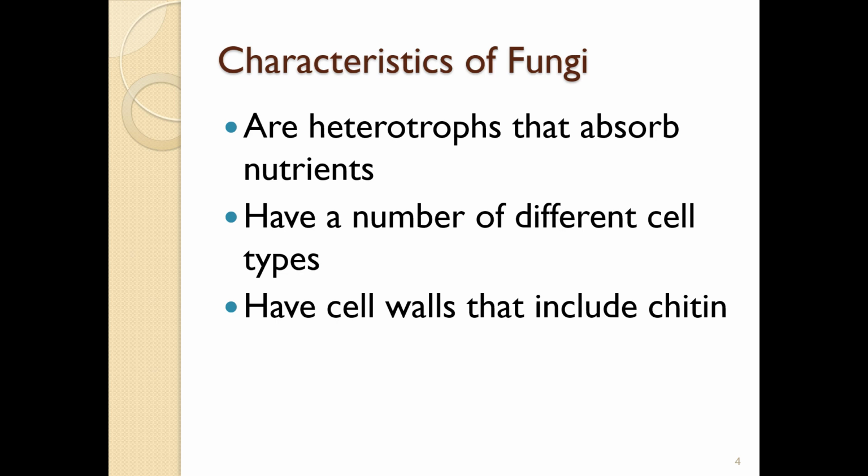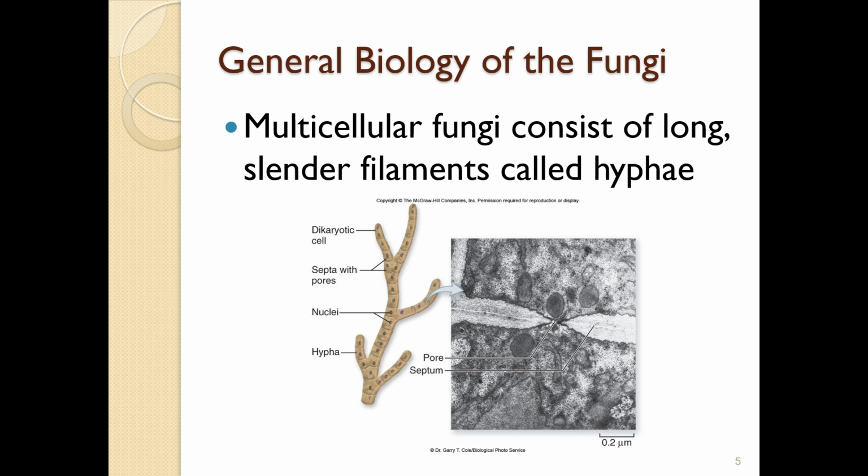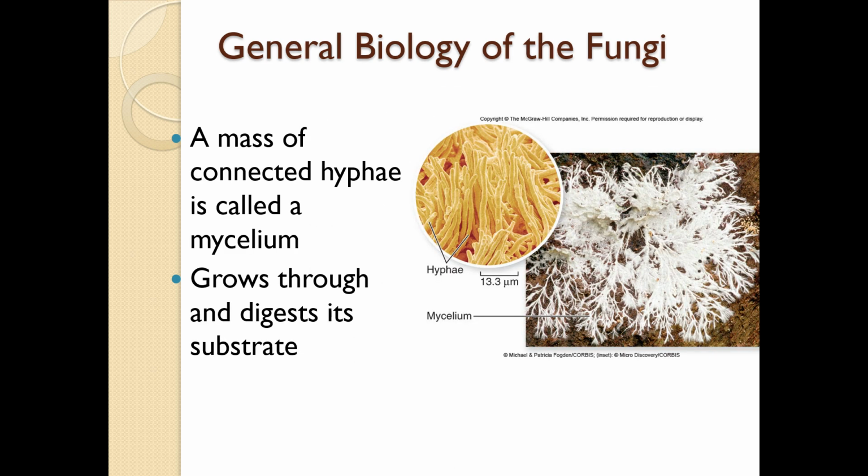They're heterotrophs, so they rely on other things to get their nutrients. There's a number of different cell types, and their cell walls can include chitin, which you can also find in the structure of insects. So pretty tough. So multicellular fungi have long, slender filaments called hyphae. And we have a mass of connected hyphae. It's called a mycelium. It grows through and digests its substrate.